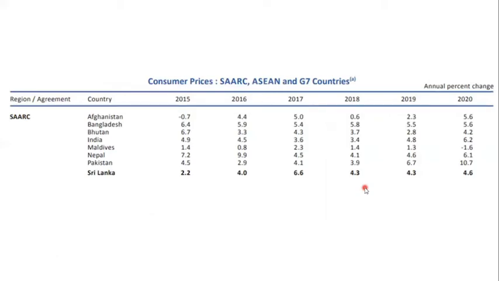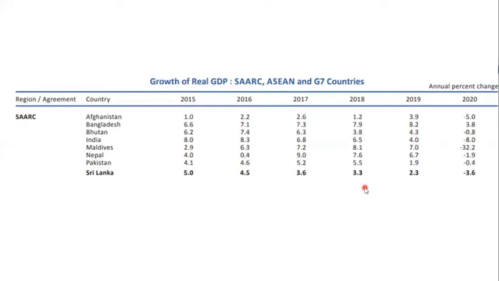This illustrates consumer prices across the SAARC region from 2015 to 2020. Sri Lanka has recorded a gradual increase of consumer prices from 2015 to 2020. In considering Maldives, there is a gradual decline from 2015 to 2020. In 2020, consumer prices have recorded a negative percentage, which is a decline.